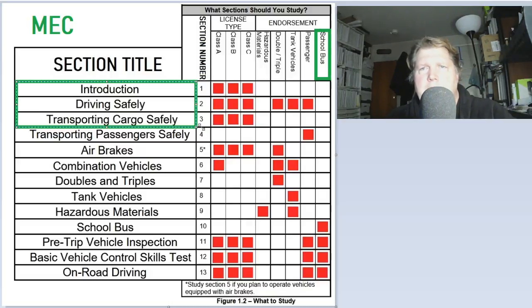Basically, they gave me a manual. They said, go get your MEC, and study. They gave me a manual, and they said, study these 3 sections. They highlighted section 1, 2, and 3. They highlighted the school bus endorsement, and they highlighted the passenger endorsement, which is this one here.